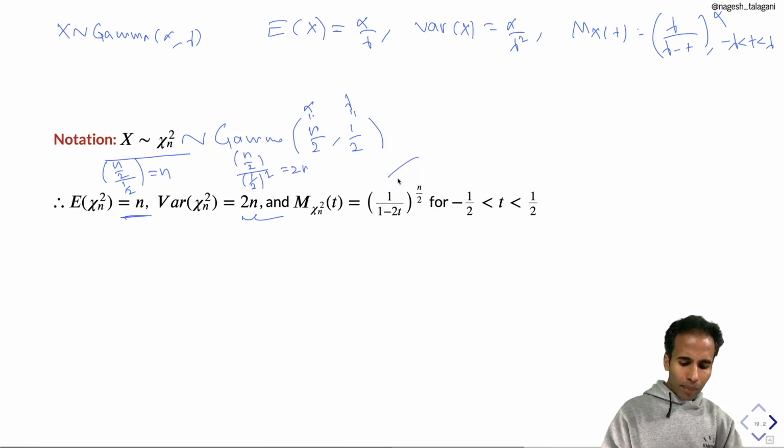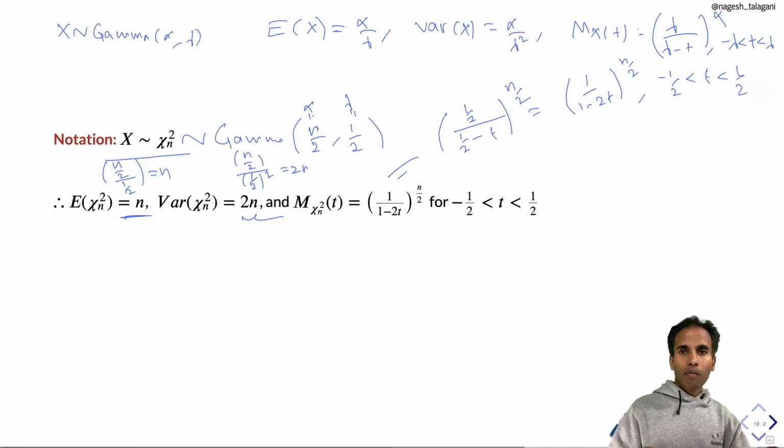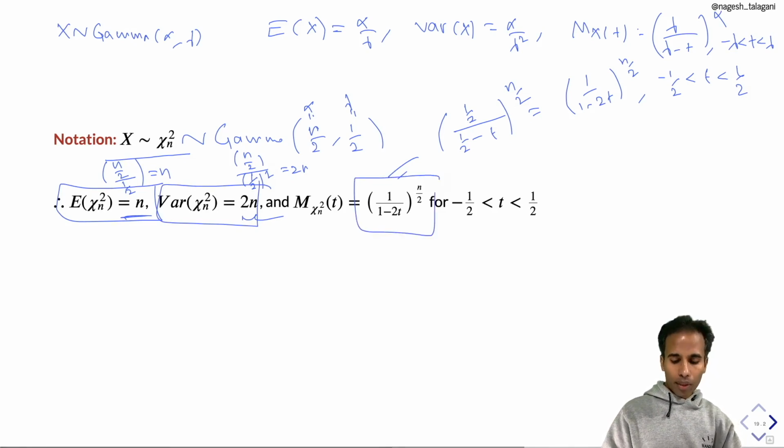And the MGF is going to be lambda by lambda minus t whole power alpha. Here lambda is 1 by 2, so it is 1 by 2 by 1 by 2 minus t whole power n by 2. This simplifies to 1 by 1 minus 2t whole to the power of n by 2, which makes sense for t between minus 1 by 2 and 1 by 2. So for the chi-square distribution with n degrees of freedom, the expectation is n, the variance is 2n, and the MGF is 1 by 1 minus 2t whole to the power of n by 2, valid in the interval minus 1 by 2 to 1 by 2.